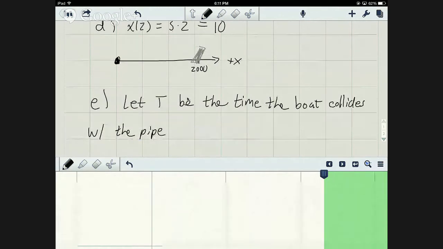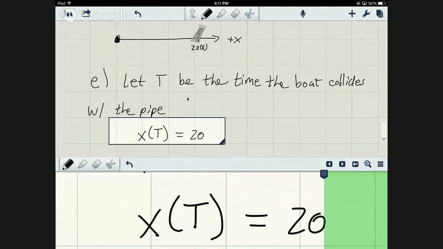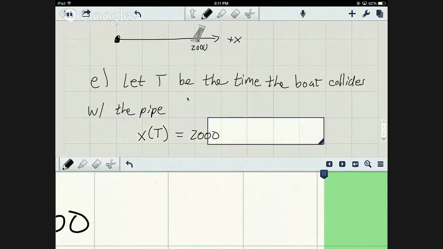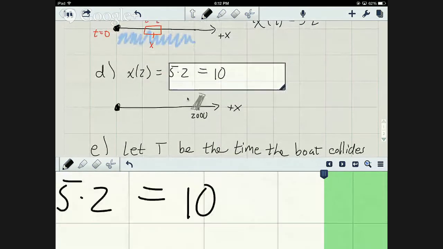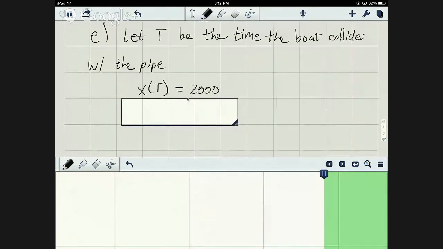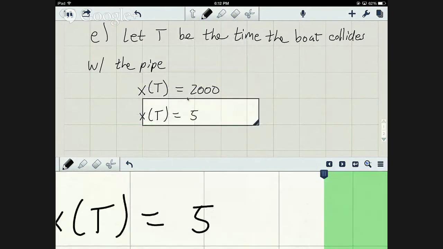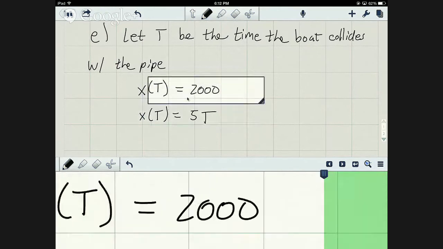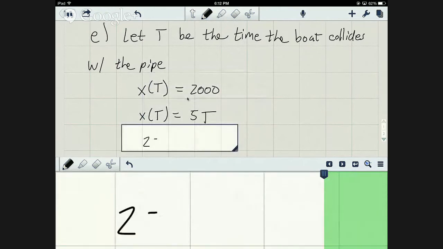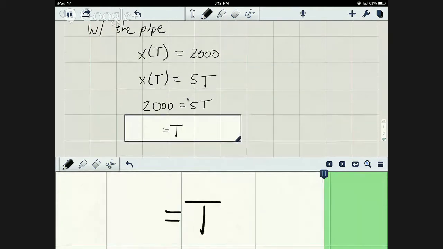Okay. Then we know x at the time t must be equal to 2,000 meters. So what we do is we get our position function, x of t is equal to 5t. And we say, I'm going to say x at t, the time the boat collides, is 5 times t. And we know x at that time must be 2,000. So 2,000 is equal to 5t, or in other words, the time it takes is equal to 2,000 divided by 5.